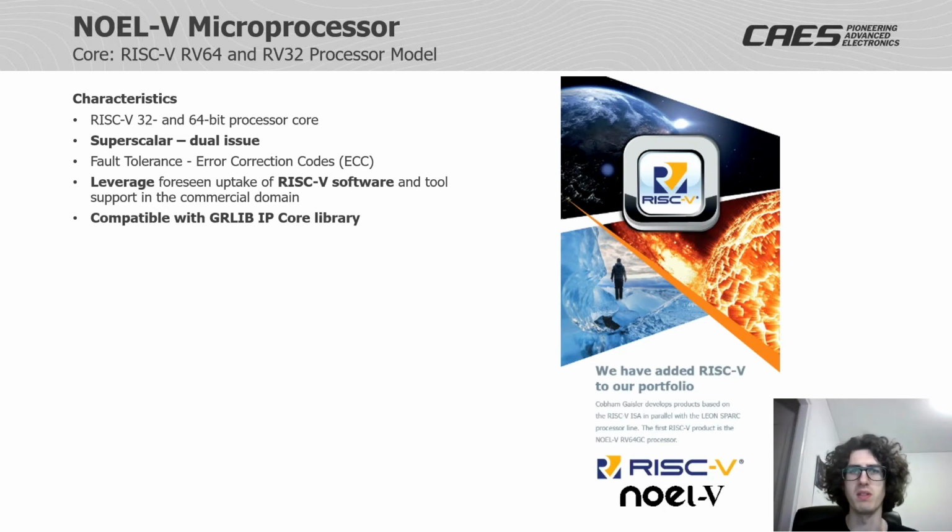We as a company have been developing space-grade processors for about 20 years. With our Leon Sparc processor line, we have always embraced open standards and open source. And we continued this path by adding our NOEL RISC-V processor line to our portfolio. So our NOEL-V processor is a highly configurable RISC-V processor IP. It's a 32/64-bit architecture processor, superscalar, with dual issue in order pipeline, with support for the Hypervisor Extension and fault tolerance.